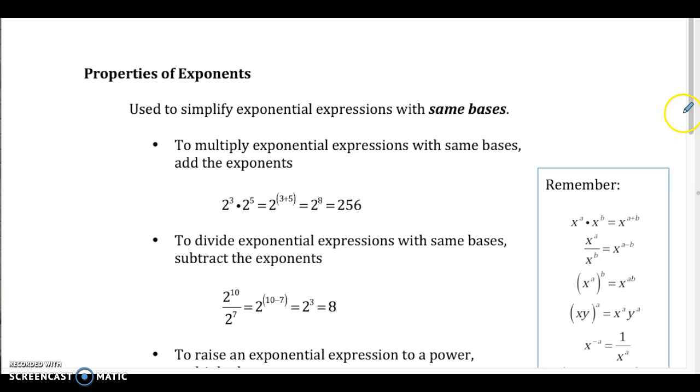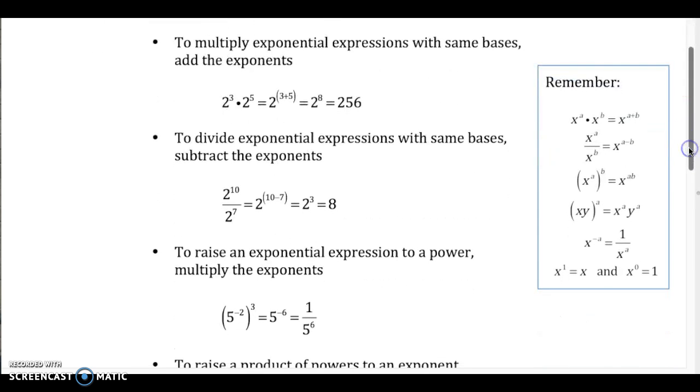And then here's your properties of exponents, and I'm sure you've seen all of this already. So just kind of understand when you're adding and subtracting your exponents. But I think the biggest advice I can give you is when in doubt, write it out. Look and think about what it means. Break it down and kind of start crossing things out.